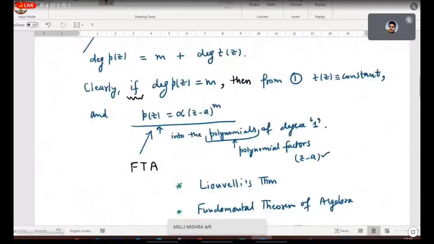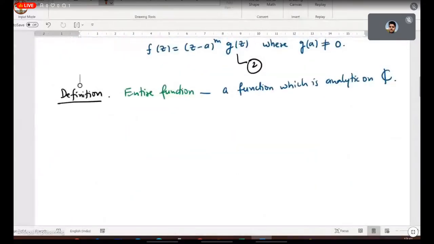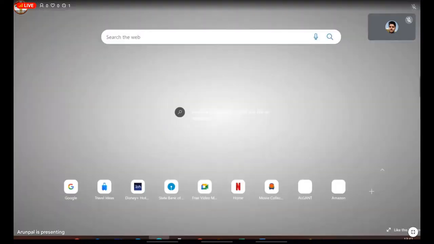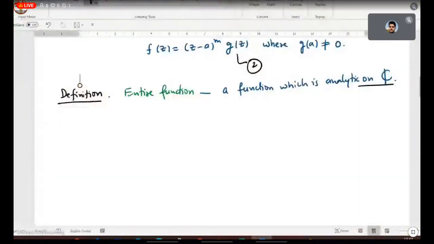So the similar thing we can say about the entire function, because entire functions are in no way different from the analytic functions. The only difference is that now they are analytic on the whole of the complex plane. Otherwise, there is no difference between an analytic function and an entire function. So class, in this direction, I am giving you this result, which I have already explained for analytic functions, and likewise, you can explain it for entire functions also. I will give you just a short explanation for that.